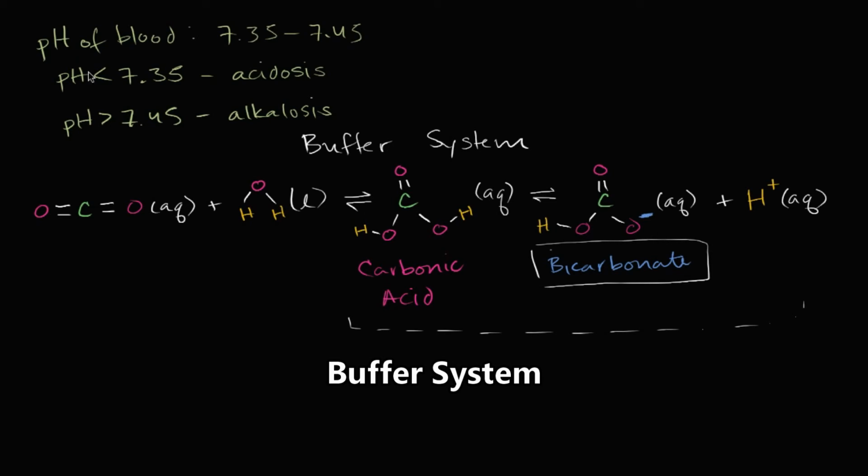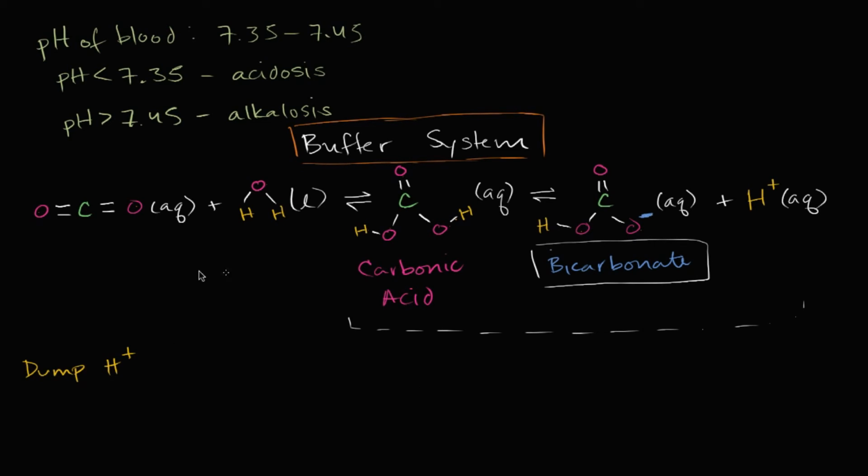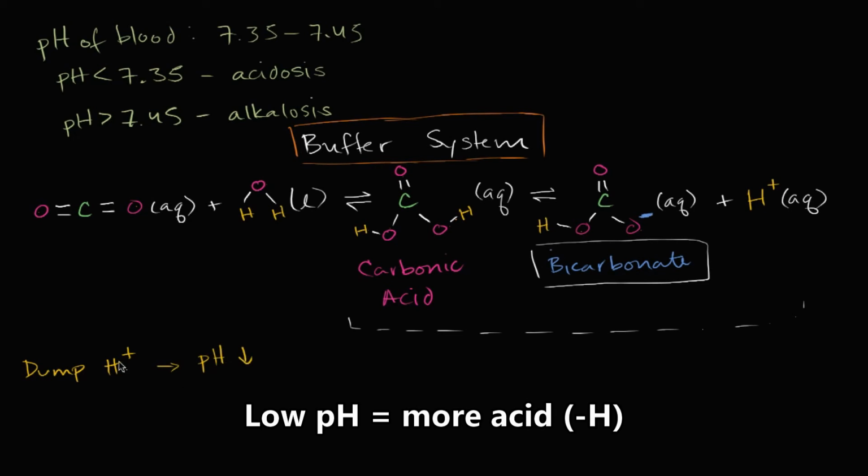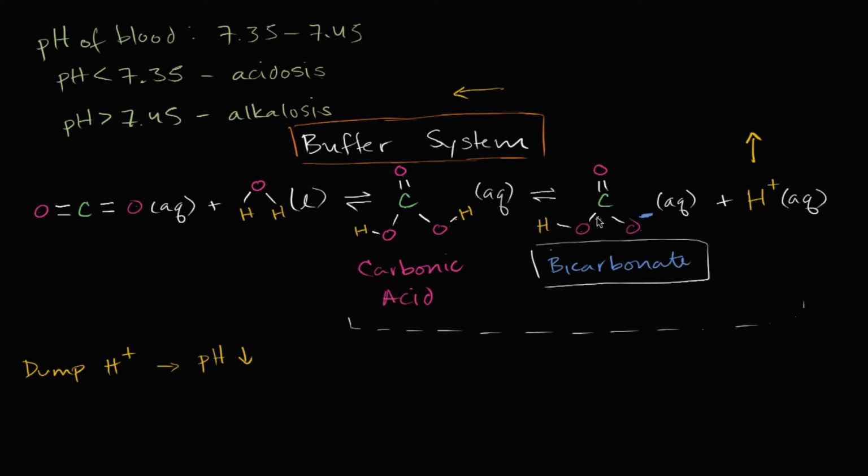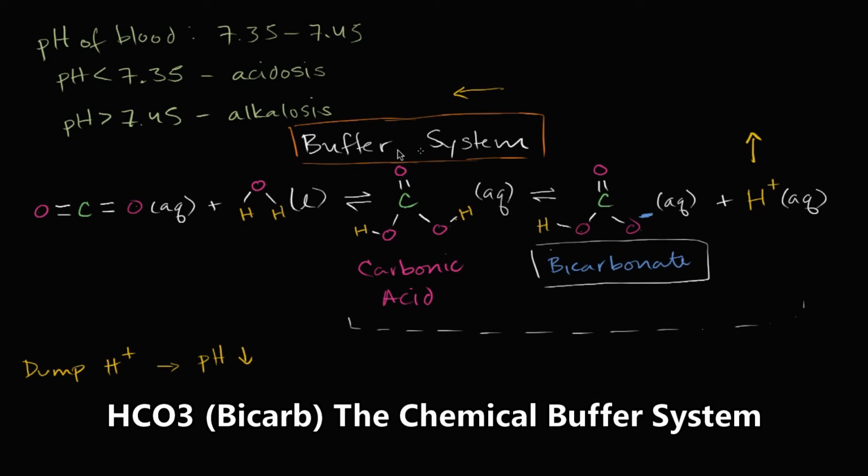And the word buffer in our everyday language refers to something that kind of smooths the impact of something, or reduces the shock of something. And that's exactly what's happening here. Well, actually, let me put it this way. If you were to just dump hydrogen ions, and if you didn't have this buffer system, then your pH would decrease. Your pH would go down, and if you do it enough, you would end up with acidosis. But lucky for us, we have this buffer system. So as you add more hydrogen ions, they're just going to be sopped up by the bicarbonate. So this set of equilibrium reactions is going to move to the left. So you're not going to have as big an effect on pH.